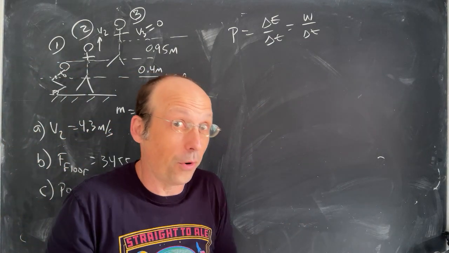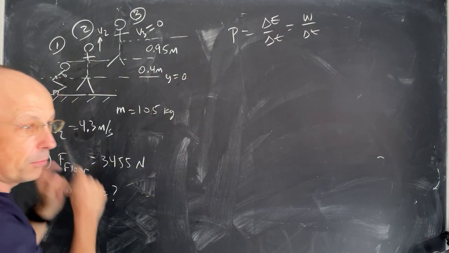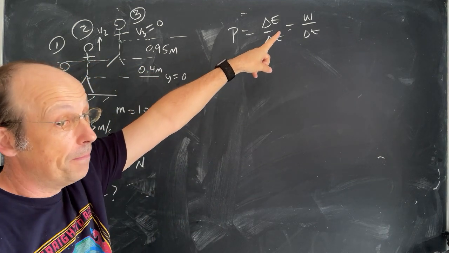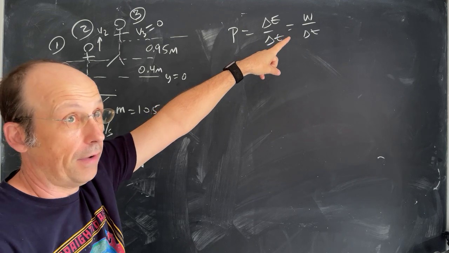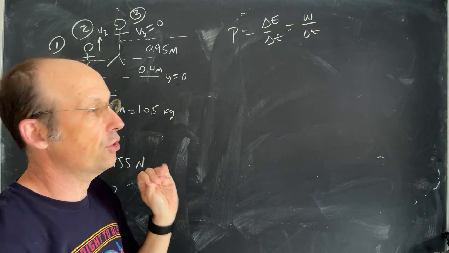It's not the floor doing the work, it's the person. And we just calculated it as the floor because we assumed the person was a particle. That's fine. So that is going to be different than the change in energy because we're not going to include the work done by gravity. Wait, yeah, we're going to use that. We're not going to just look at the change in kinetic energy.